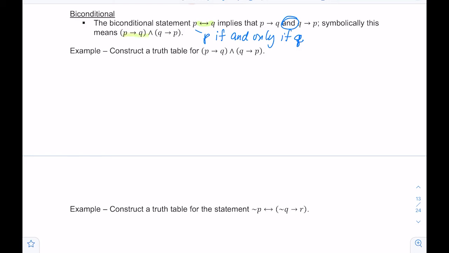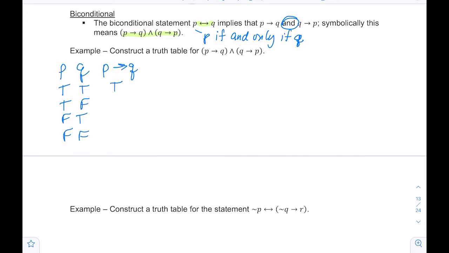Symbolically, this is how we would write it. So if P then Q and if Q then P. We're going to construct a truth table to prove this. I have two letters, P and Q, so we know that that's going to be the following. And now I'm going to look at if P, then Q. Remember, it's going to be false if the conclusion is false and the original statement was true.